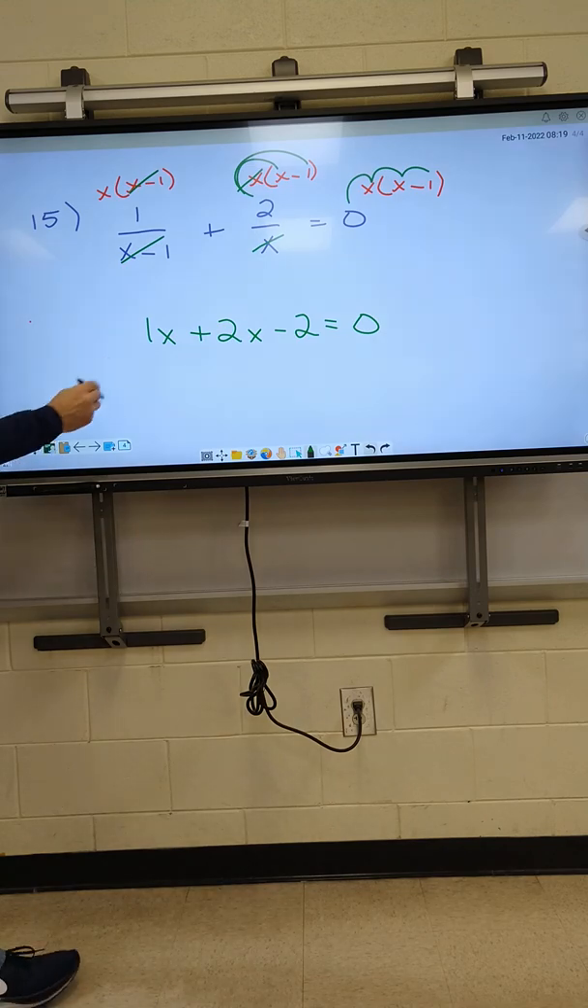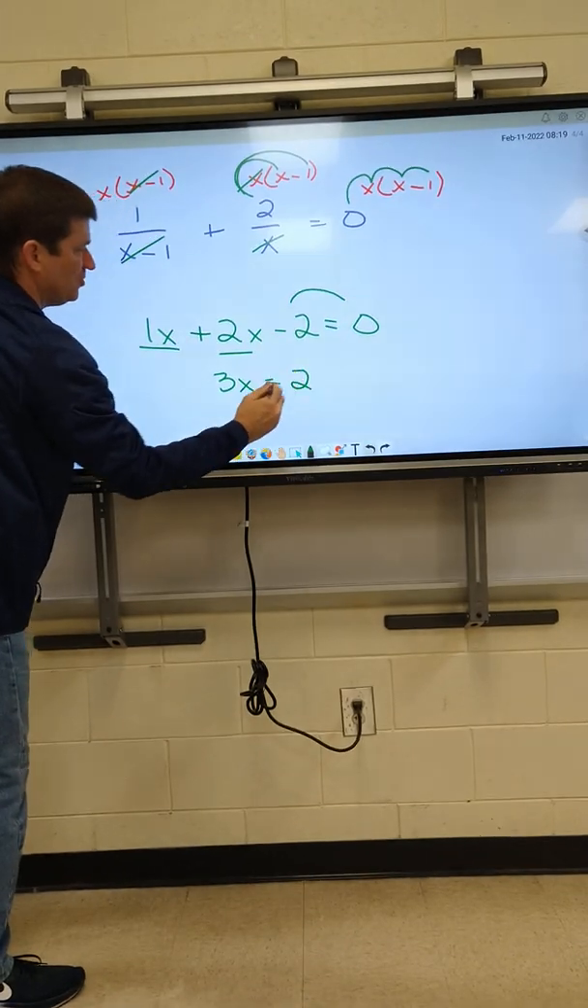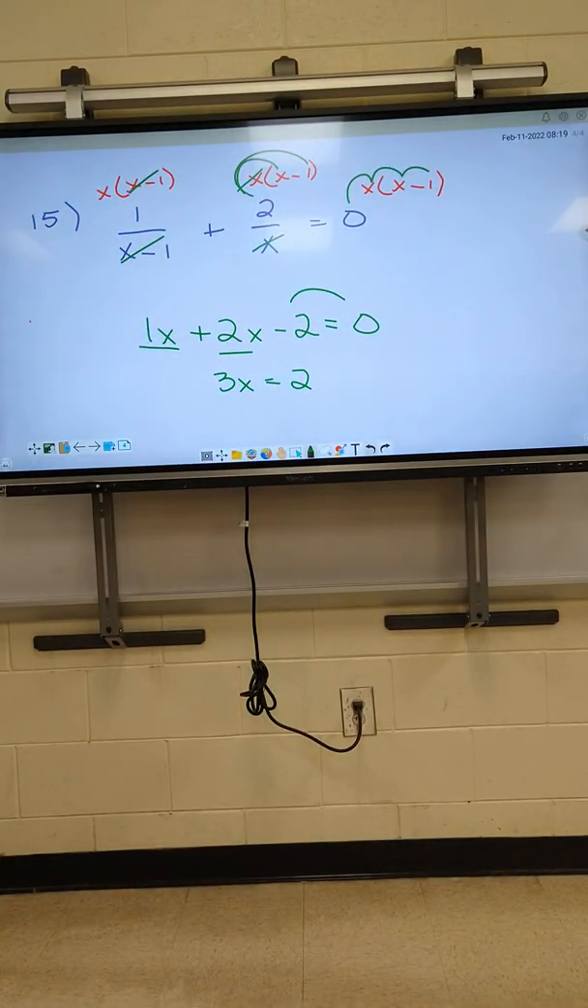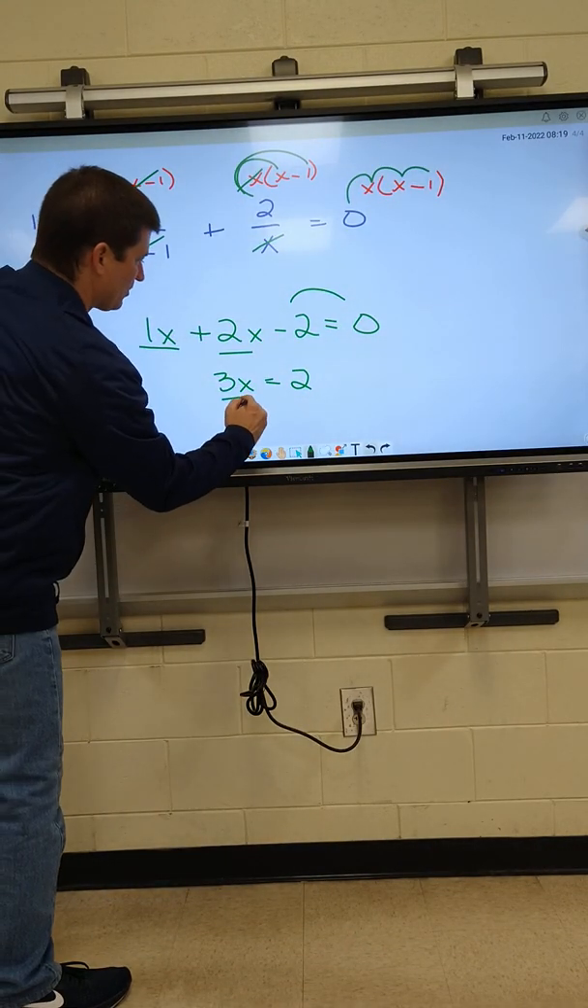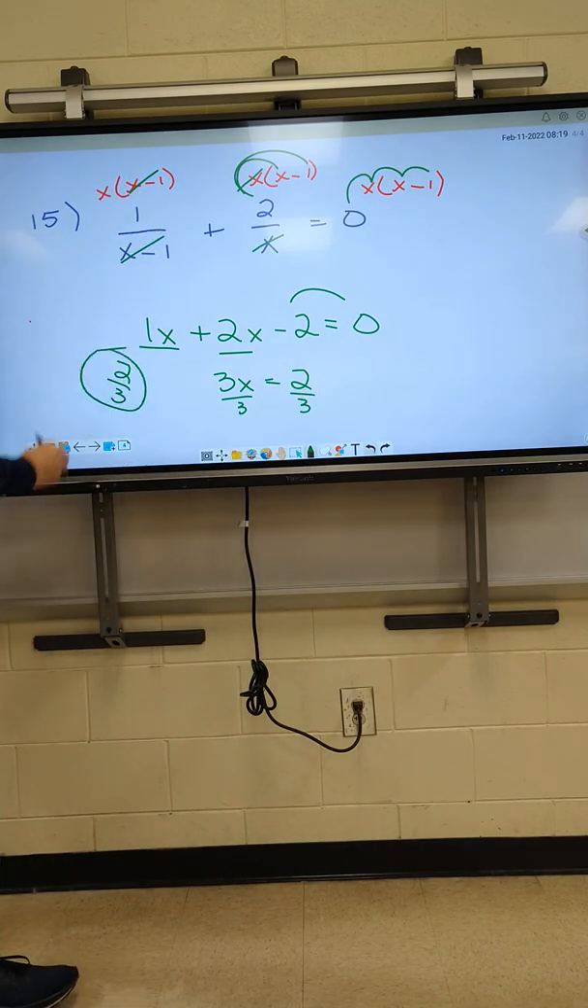Add your x's up. I got 3x. Move that over. I got equals 2. What's my answer going to be? 2/3. Divide by 3 on each side. Y'all can just leave it 2/3.